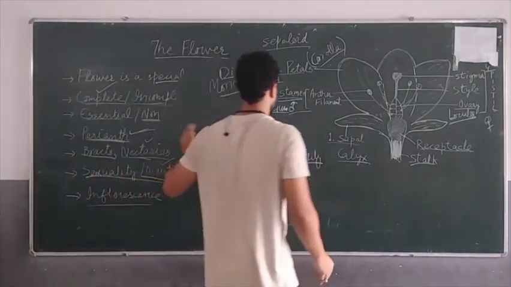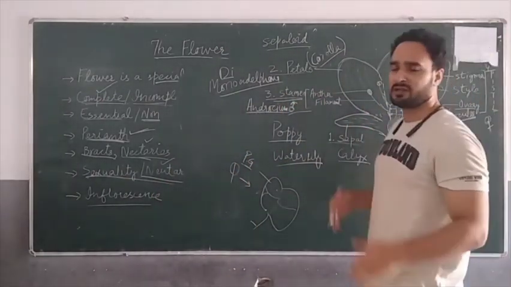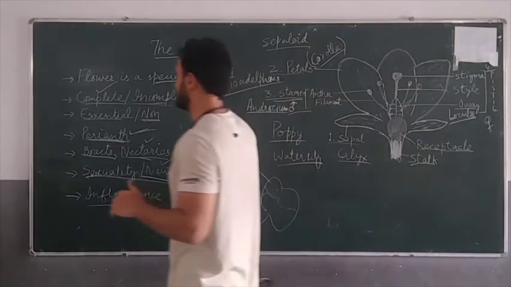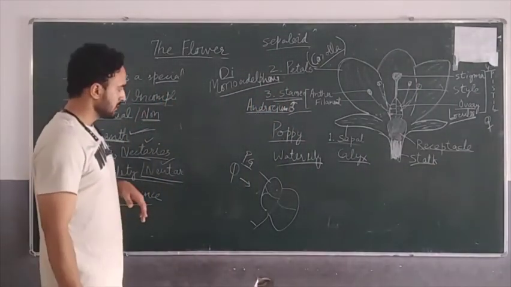The other thing we shall discuss is the perianth. Well, we already discussed it. When the sepals and the petals look like each other and cannot be differentiated from each other, that condition is called the perianth. What are the bracts and nectaries?